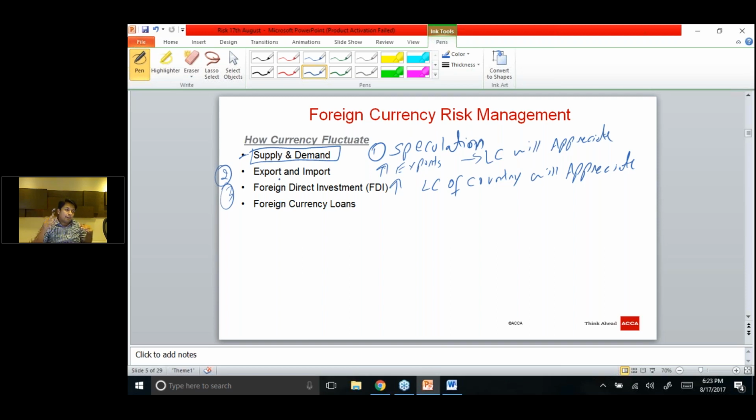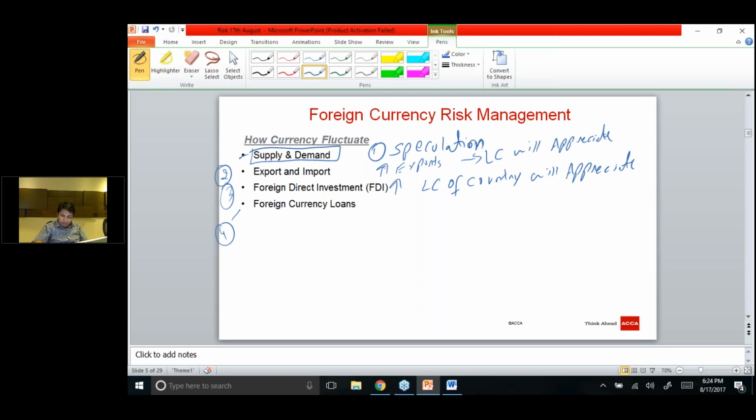First one is to increase the foreign currency exports. Your currency will appreciate. Increase the inflow from foreign direct investment. Your currency will appreciate. And the last, which is not that effective, increase the foreign currency loan amount. Whenever there is an inflow from a foreign currency loan, your home currency will appreciate. But that is temporary, because you have to return that loan amount with interest. So these are the common reasons why currency fluctuates.